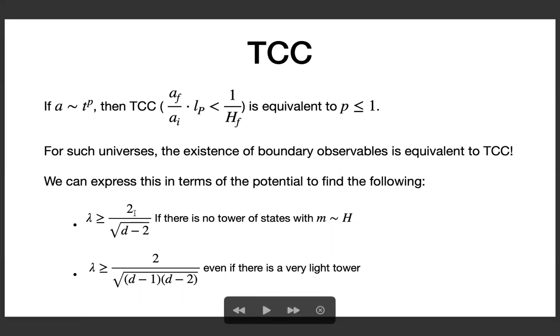And that also implies that lambda must be greater than 2 over square root of d minus 2. So in these exponential potentials, satisfying TCC is simply the statement that you can have a boundary definition for your theory. And this must be satisfied for string theory constructions, because if not, what is it that you're calculating? The worldsheet amplitudes don't get connected to your EFT at all. So it's actually a consistency condition for anything you get in string theory.